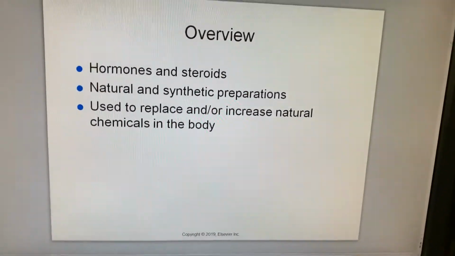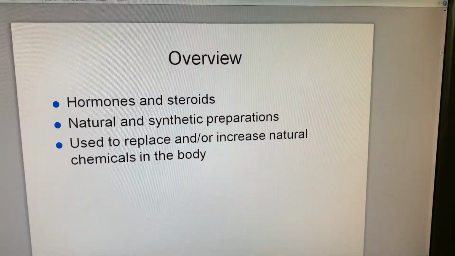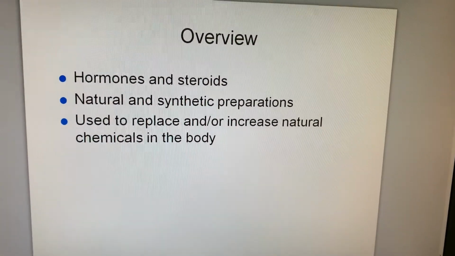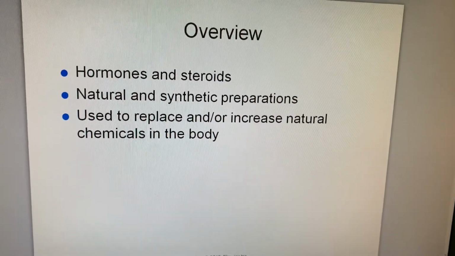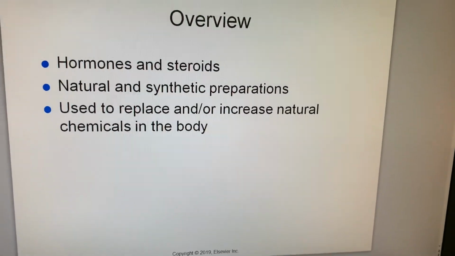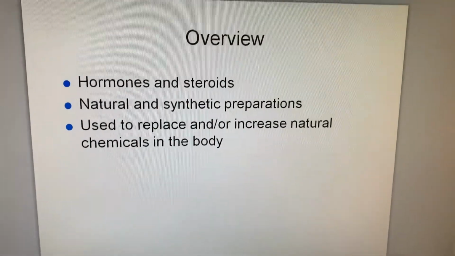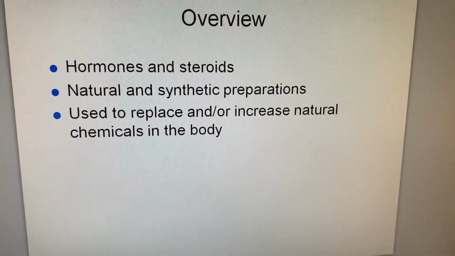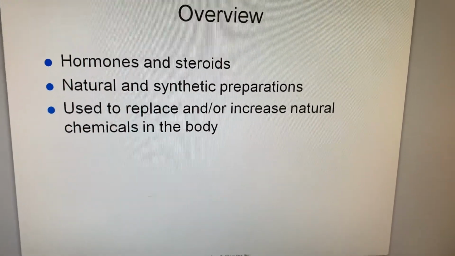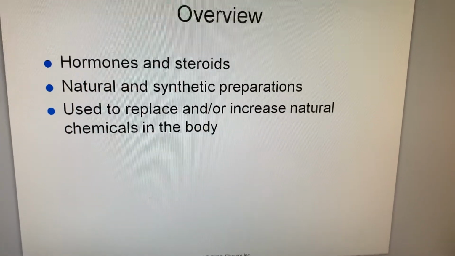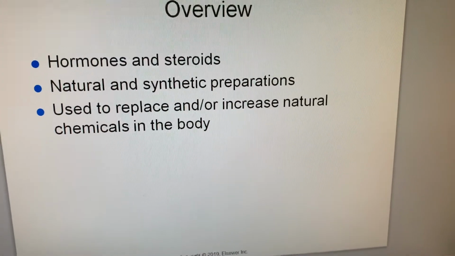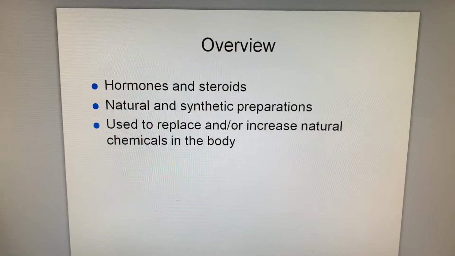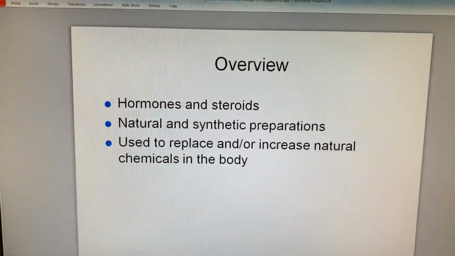So we're going to be talking about hormones and steroids, both regular that are made by the body, natural, and synthetic. So we have both types that are made, both types that are used, depending on what is going on with physical issues. So we use these to either add to the hormones and steroids you're already making, or replace them completely if there is a situation where you need help making these substances.